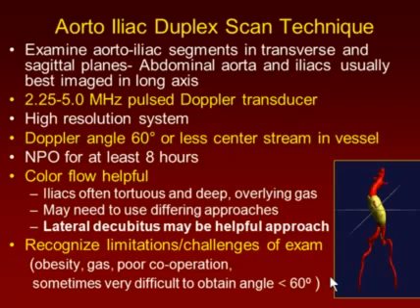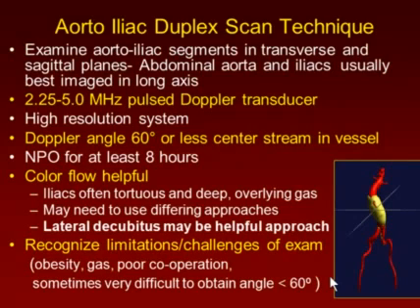So the crux of the protocol is going to include examination of the aorta-iliac segments in transverse and sagittal planes, the entire abdominal aorta, and the iliacs. And the iliacs are usually best imaged in the long axis. And I include a picture here of a 3D reconstruction CT just so that you can see how tortuous these iliac arteries can be in many of these patients. And it is very difficult to maintain a 60-degree angle around a lot of the bends that you're going to encounter. So it becomes a bit of a challenge.